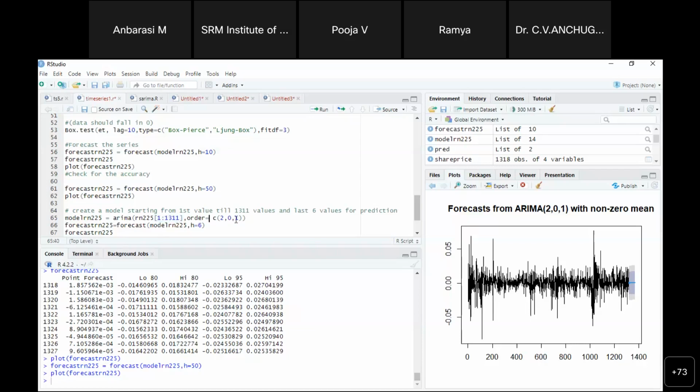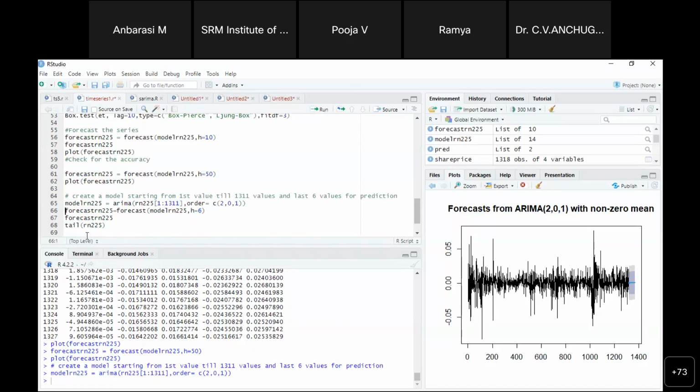I want to apply this ARIMA model, and then I want to predict the remaining next 6 values. Suppose, for example, in this case I'm going to create a model only up to this range, from 1 to 1311. Up to this data set only I'm going to consider.